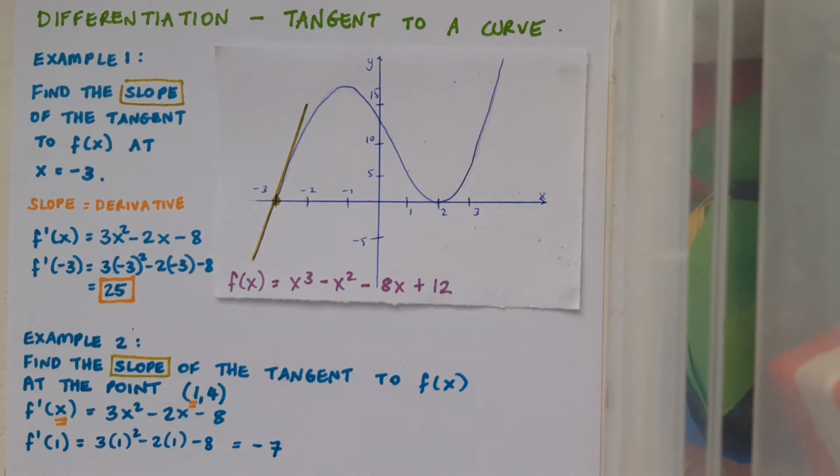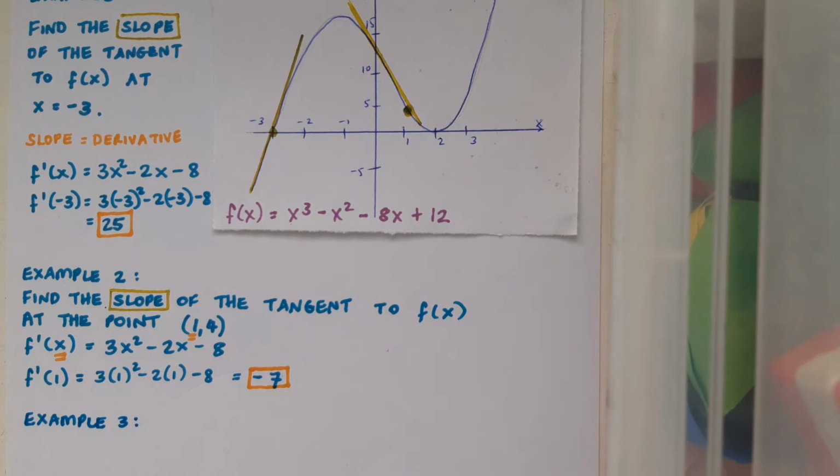Let's just refer to our graph again for a bit of context. I would like to point out that my graph isn't particularly accurate. So the point that I've marked in is meant to represent the point 1, 4. And if I draw in a tangent at that point, I can see that it's sloping down quite steeply, and it's actually sloping down at a rate of minus 7. So minus 7 is the slope of the tangent at that particular point.